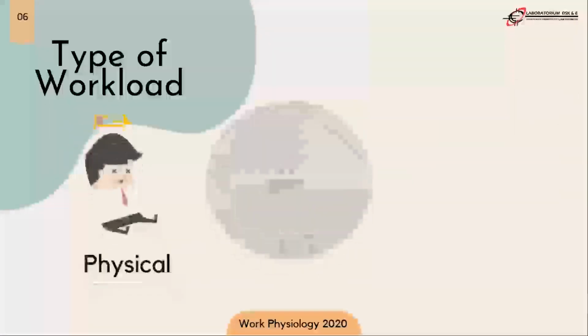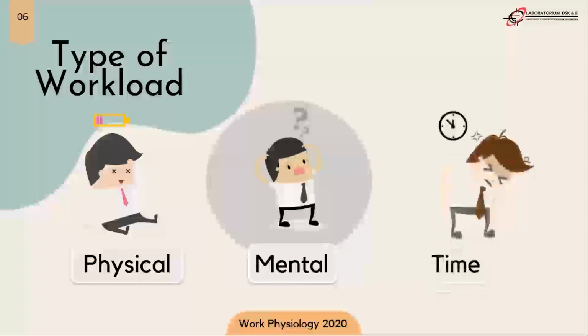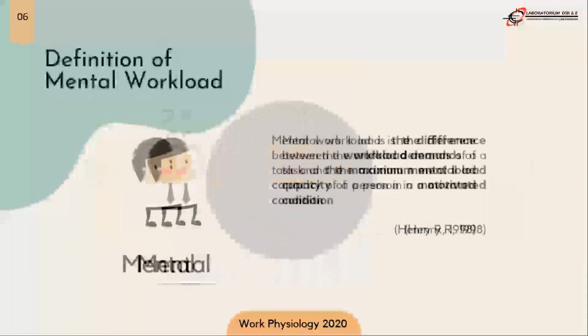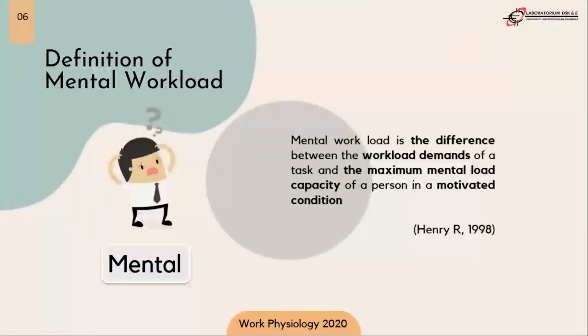For the first material, before this tutorial, we already know there are three types of workload. In the previous tutorial, we already discussed the physical workload, and in the next tutorial, we will discuss the time workload. And now we will focus on mental workload. So we know that mental workload is the difference between the workload demands of the task and the maximum mental load capacity of a person in a motivated condition.